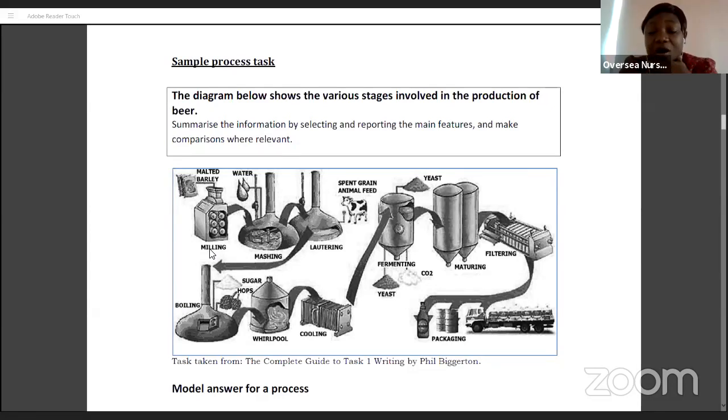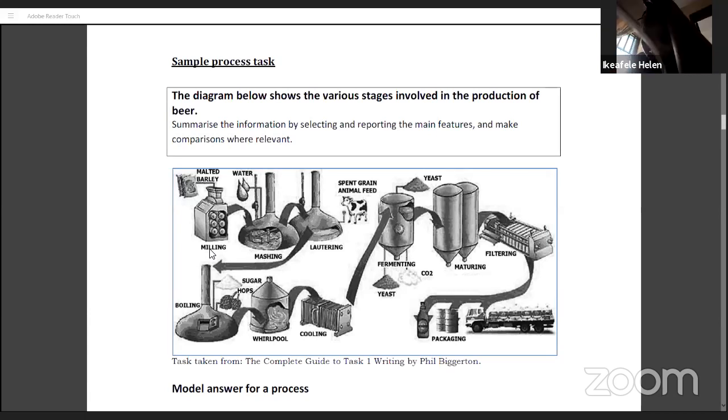You have only called 6. So what happens to boiling, whirlpool, cooling, and packaging? What happens to those steps? You see that you are not following the arrow. You people need to be very careful when you say diagram.